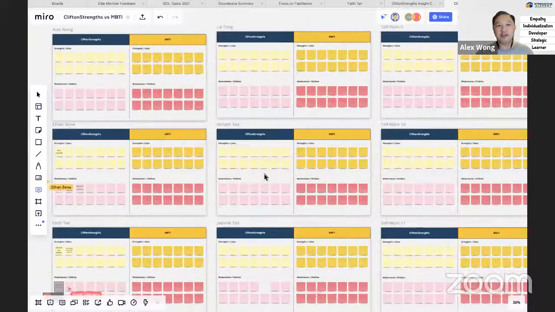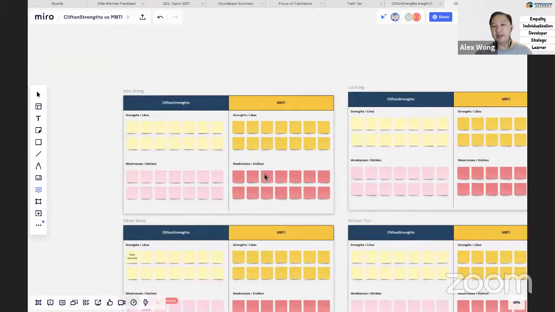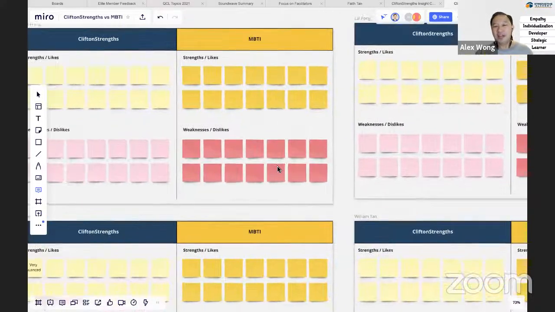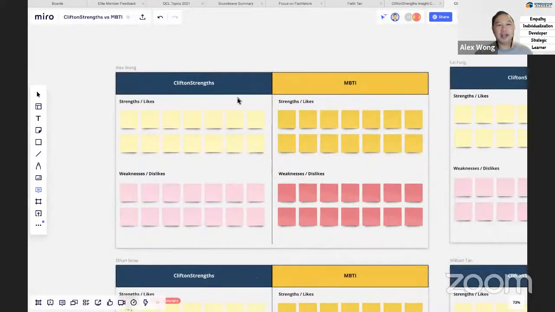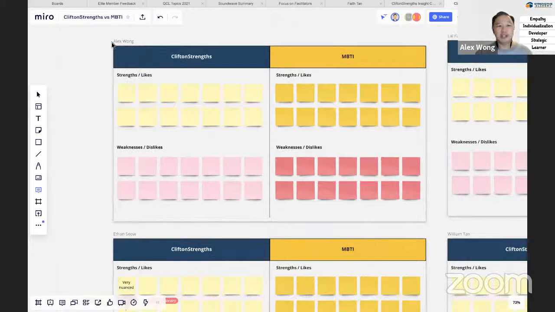Let me do a screen share. Everyone, Ethan has shared a link to the Miro board, which is what you see on screen right now. William, it would be great if you access it via your computer rather than your phone, because it's a lot harder to type. Each of you has been given a board with your name on it. Like this is mine, Alex Wong, with two columns, CliftonStrengths and MBTI. One segment says strengths and likes, the other says weaknesses and dislikes.